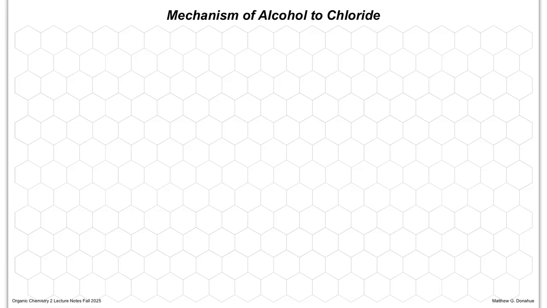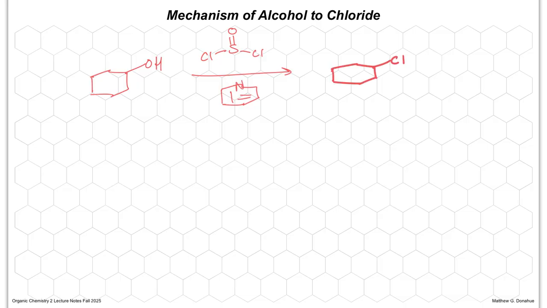So for the next two, we'll run through some arrow pushing just so you can get some practice on that and see how this transformation happens. So there's the two main things we need, the thionyl chloride and the pyridine. I'm not drawing the solvent because it doesn't participate. It's just there to dissolve stuff.